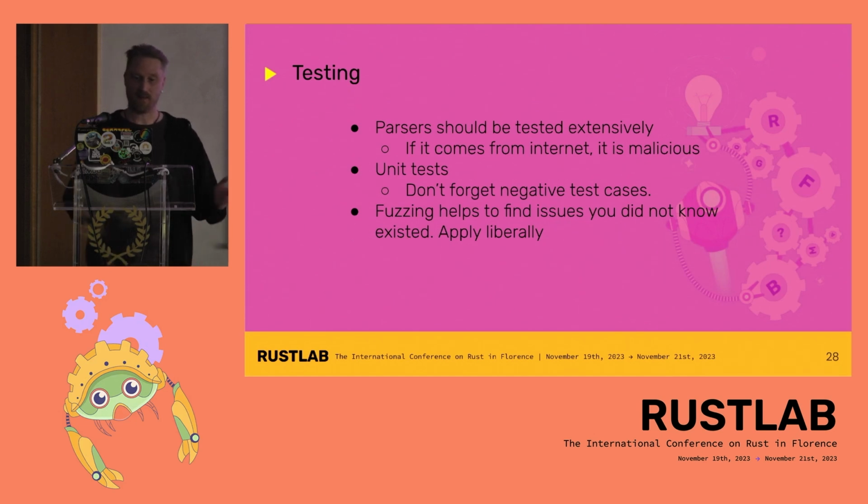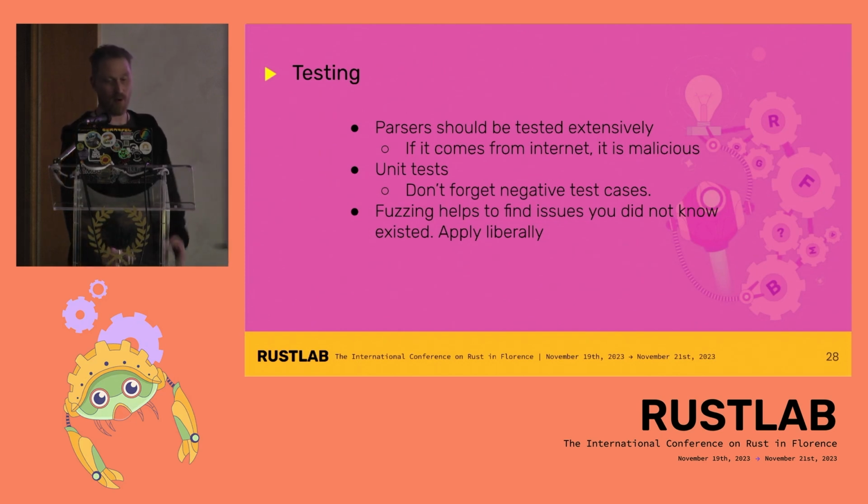Then testing parsers. So these network parsers or any untrusted data should be tested extensively. And there's a saying that if it comes from the internet, it's probably malicious. So you cannot trust anything, for example, that the specification says these values are not allowed. When I was doing fuzzing and I talked with the client, I told him that, okay, we found this crash, that we sent you too big of a packet. And the client told me, but you cannot do that. The specification says that it has to be below this limit.